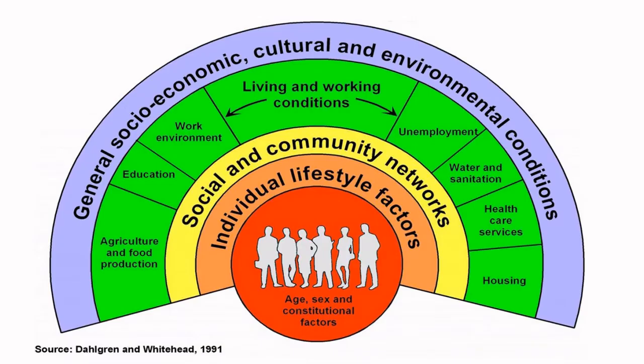Understanding health and disease is an essential prerequisite to understanding life course pathways. The Dahlgren and Whitehead model is an excellent, easy to understand representation of the interaction between individual lifestyle factors, social and community networks, and other wider general determinants of health, including socioeconomic, cultural and environmental conditions, all of which interact to create either health or disease. While it is visually appealing, it is difficult to translate into a practical everyday strategy at a grassroots level.